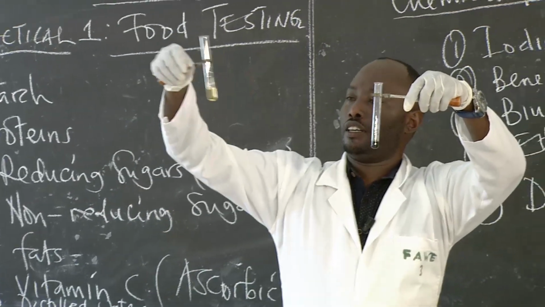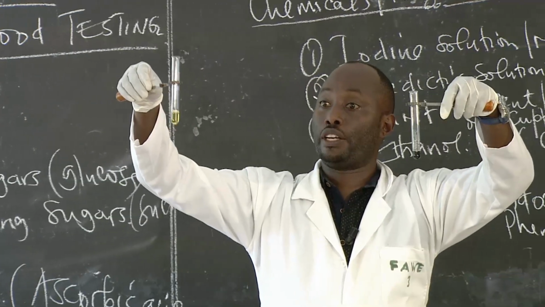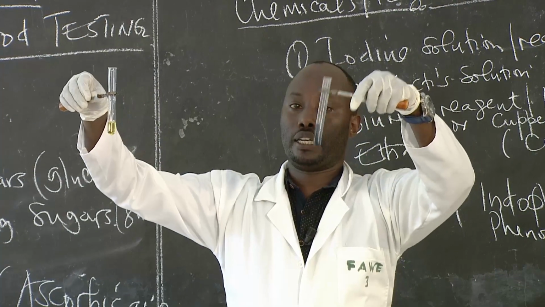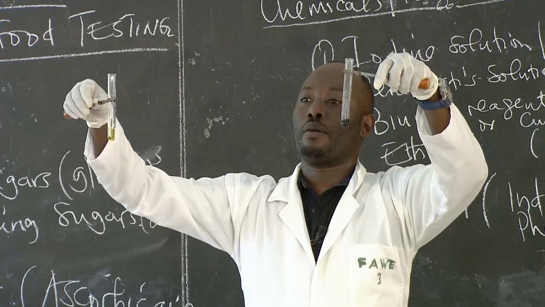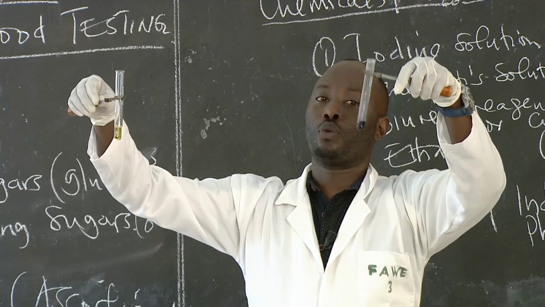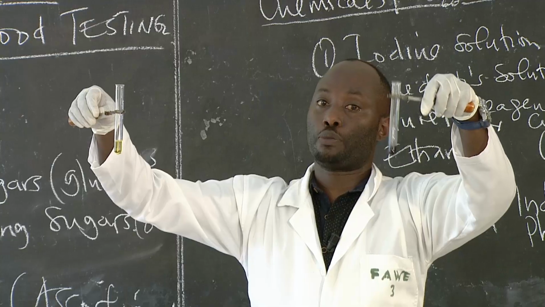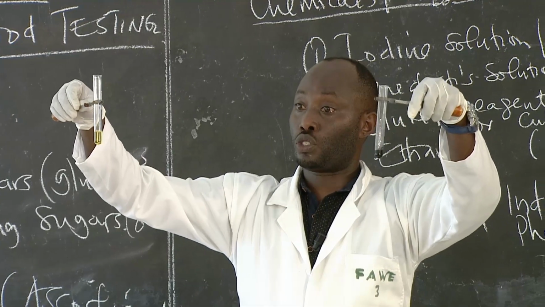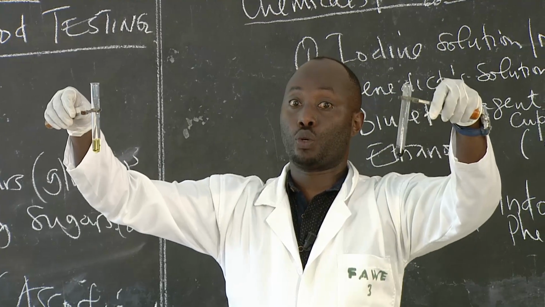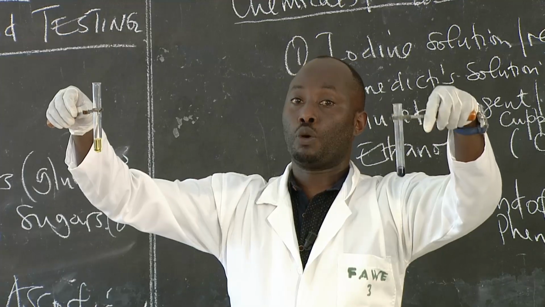This solution does not contain starch because the color of iodine persists. But this one, you can see the color of iodine has changed from a brown color to a blue-black color, which indicates that in sweet potato there is presence of starch. Here there is absence of starch. Here there is presence of starch because the color of the iodine solution has changed from brown to blue-black. Thank you.